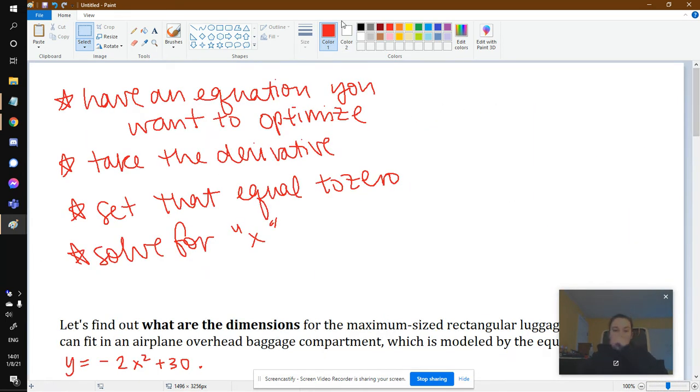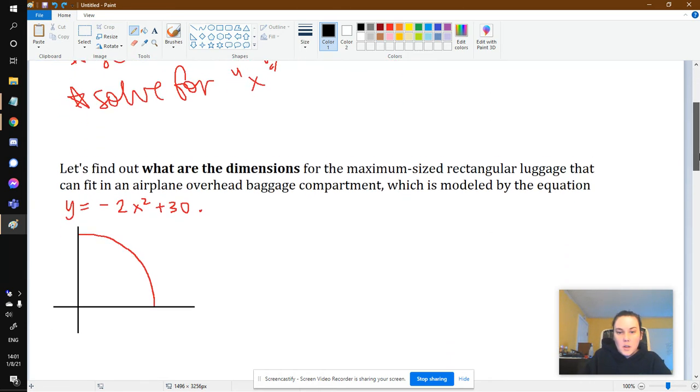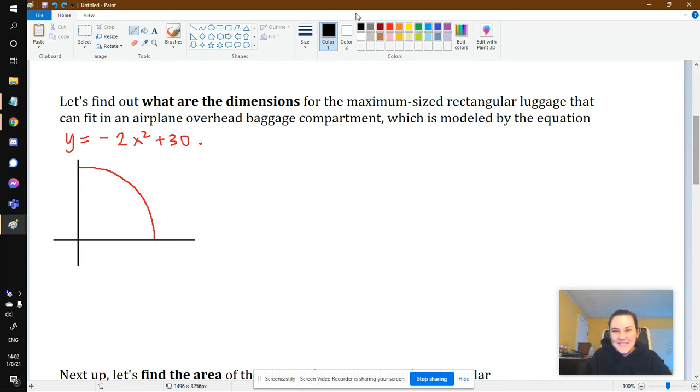So again, one more time, the process is figure out what you're trying to optimize. Take the derivative of that function, set that derivative equal to 0, solve for x. Easy peasy, lemon squeezy. Let's see how it goes.